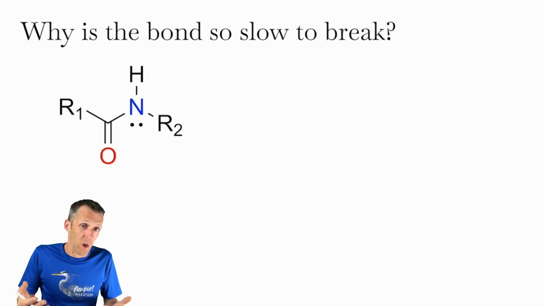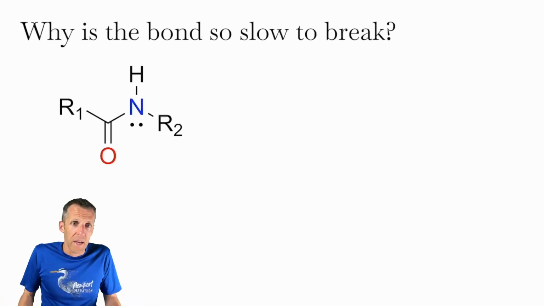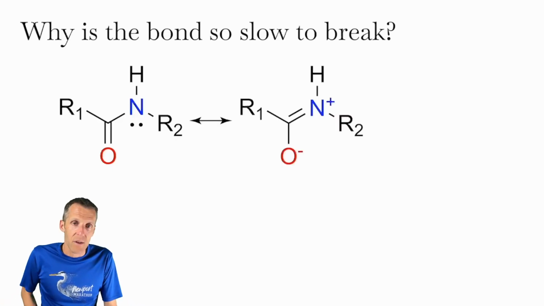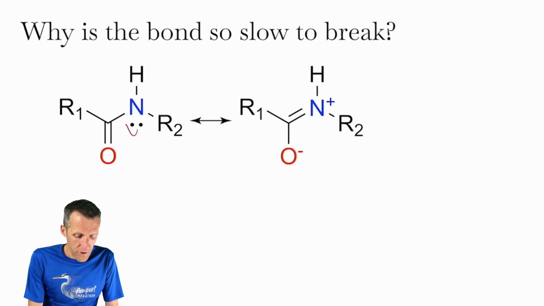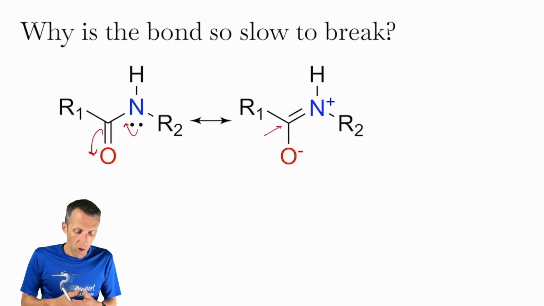That raises another question, though, which is, well, why? Like, why is this bond so slow to break? And it turns out the answer is resonance. So the lone pair of nitrogen can pop down here, and we can move electrons up onto the carbonyl. What that does is it creates this pseudo double bond, or this quasi double bond character of the peptide bond.